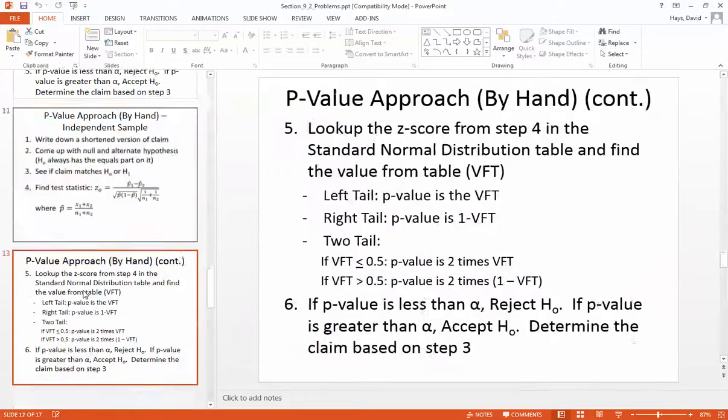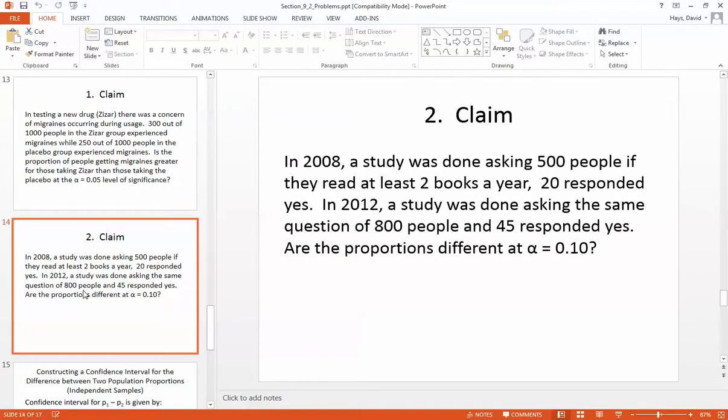I think I got another example here. There we go. So let's take a look at this one. In 2008, a study was done asking 500 people if they read at least 2 books a year. 20 responded yes. In 2012, a study was done asking the same question. So it looks like we're analyzing 2008 and 2012.